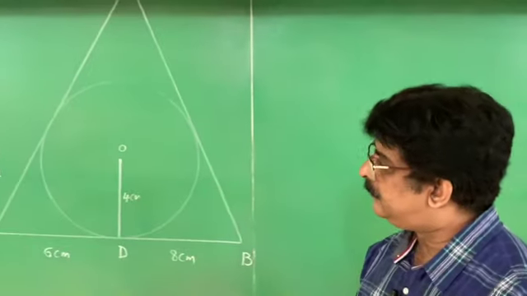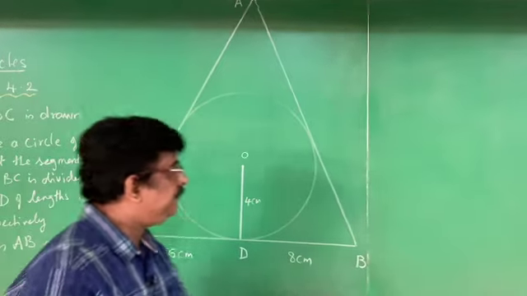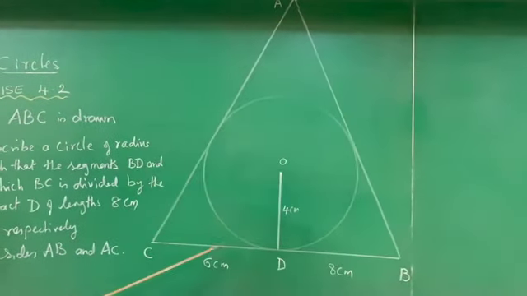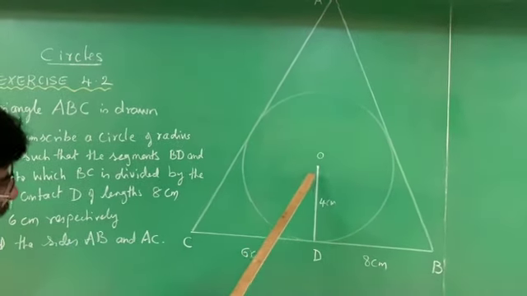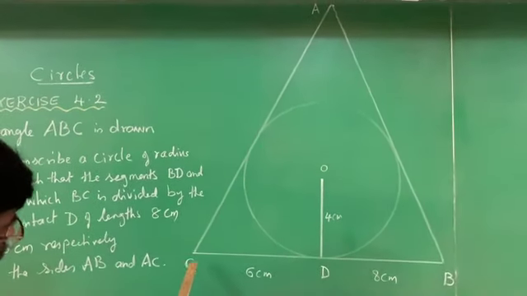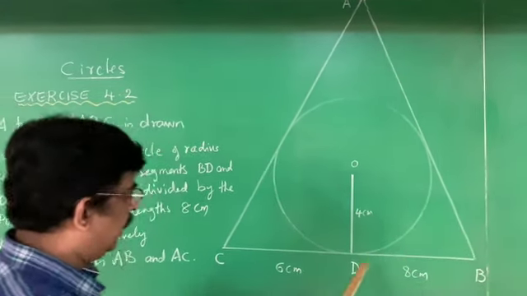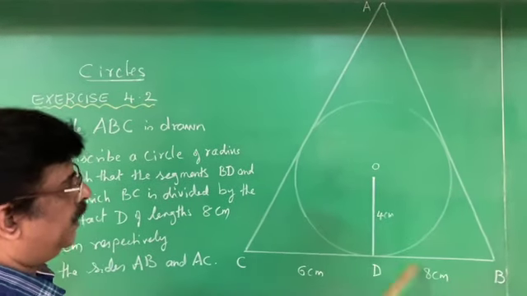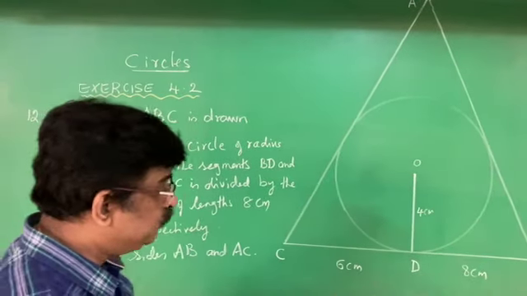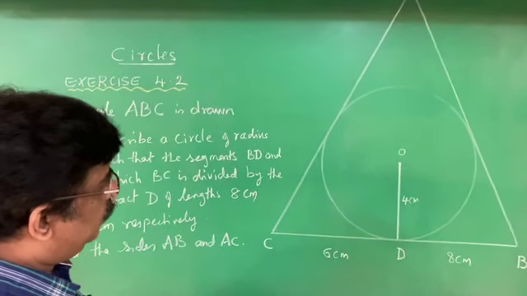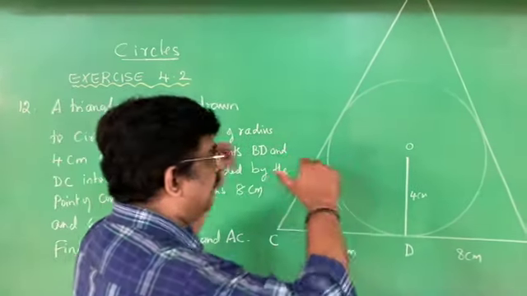See there. What he is asking is, ABC is a triangle circumscribing a circle, radius of the circle is 4 centimeter, and this point D divides the side BC into 6 and 8 centimeter. Now I am finding the area of this triangle first. I am using which formula? Heron's formula. To find the sides, now I use 10th standard content.